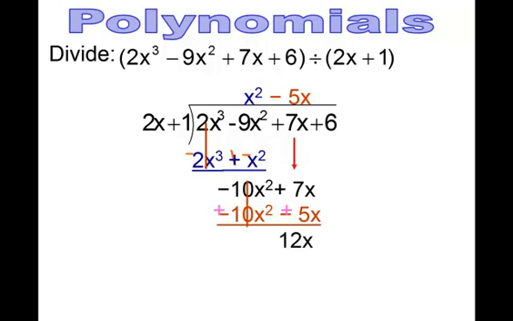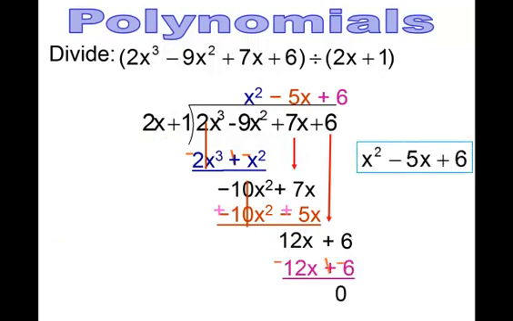And then lastly, you bring down the plus 6, and you're focused on that 12x and that 2x. What are you multiplying 2x by to get 12x? You're multiplying by 6. You do the distributive property. You change the signs and you get 0 as your remainder. So your solution here will be x squared minus 5x plus 6.